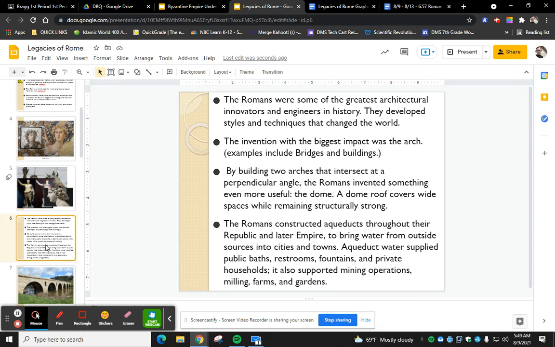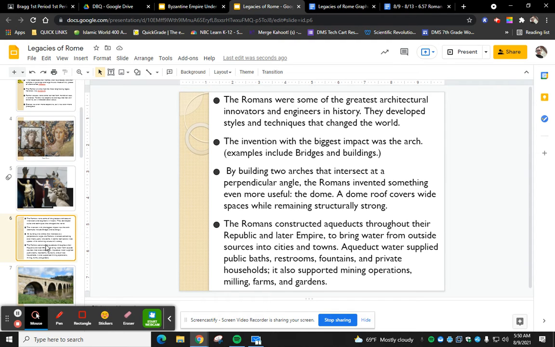Now, the Romans were some of the greatest architectural innovators and engineers in history. They developed styles and techniques that changed the world, like arches. And you see arches in bridges and our buildings. But by building two arches that would intersect at a perpendicular angle, the Romans created something even more useful, which is the dome. A dome roof covers wide spaces while remaining structurally sound.